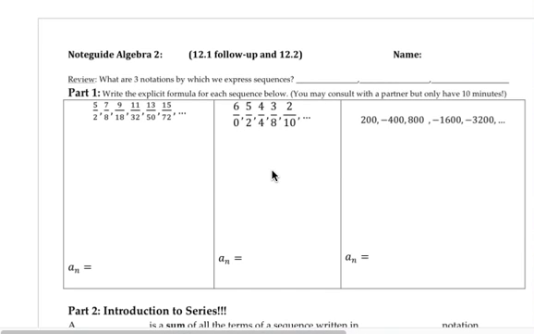Okay, so we're going to continue by warming up with sequences. Can you guys remind me, what are the three notations we express sequences with?